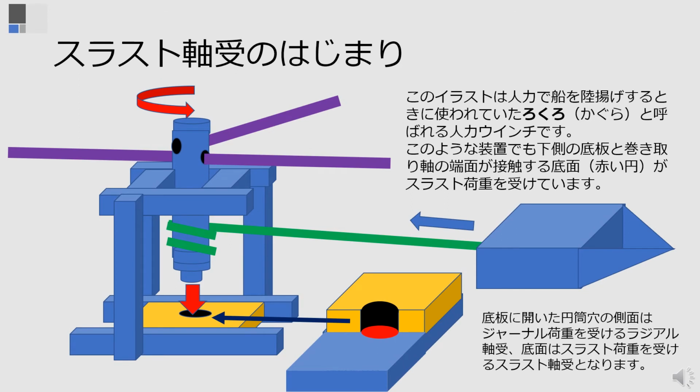The beginning of thrust bearings. This illustration is a human force winch called rokuro or kagura in Japanese that was used when landing a ship by human power. Even with such a device, the bottom surface, the red circle, where the bottom plate on the lower side and the end face of the winding shaft come into contact, sustained thrust load. The cylindrical hole opened in the bottom plate is a radial bearing subjected to a journal load, and the bottom is a thrust bearing subjected to a thrust load.